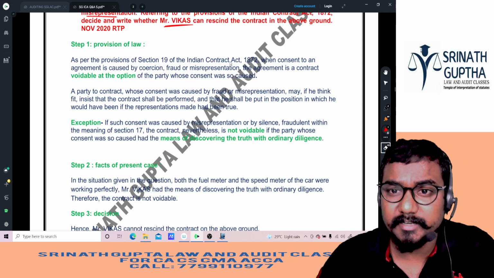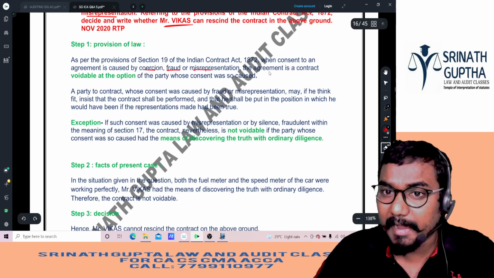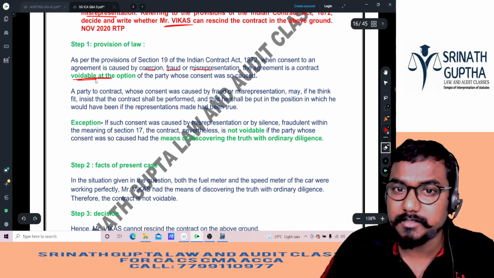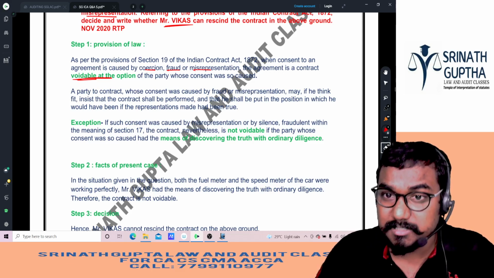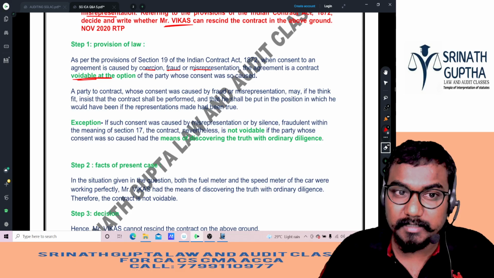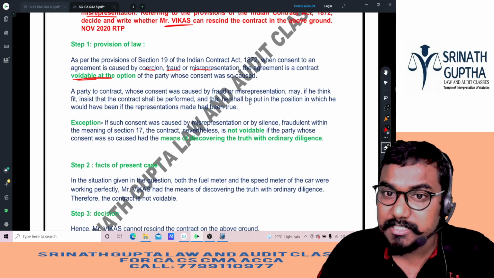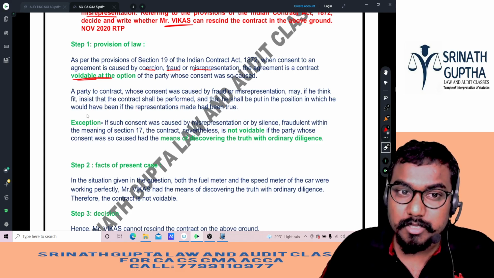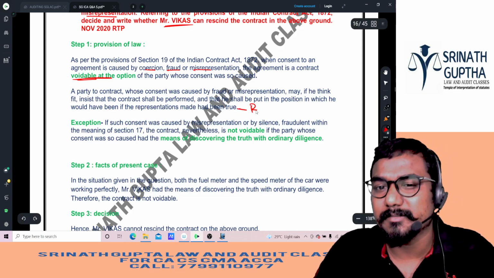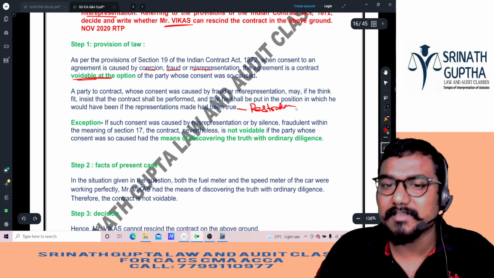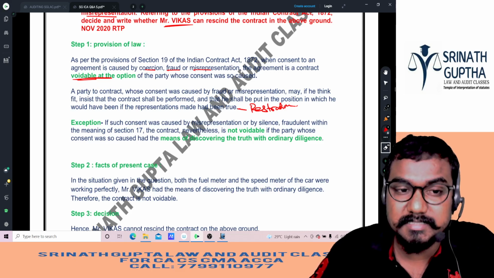As per Section 19 of the Indian Contract Act, when the consent to an agreement is caused by coercion, fraud or misrepresentation, the contract is voidable at the option of the aggrieved party. A party to a contract whose consent was caused by fraud or misrepresentation may, if he thinks fit, insist that the contract shall be performed and that he shall be put in the position in which he would have been if the misrepresentation had been made true. What he is saying, beta, is restoration. The language is like that, beta. If the voidable contract becomes a void contract, both the parties have to restore the benefits they have received.